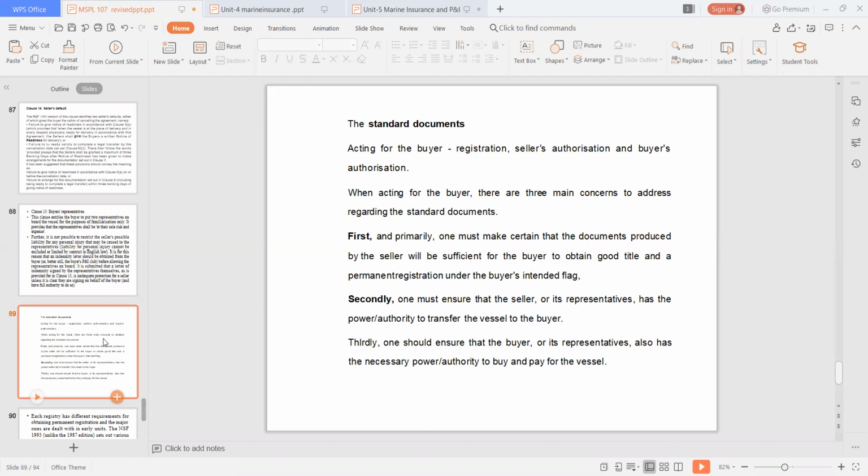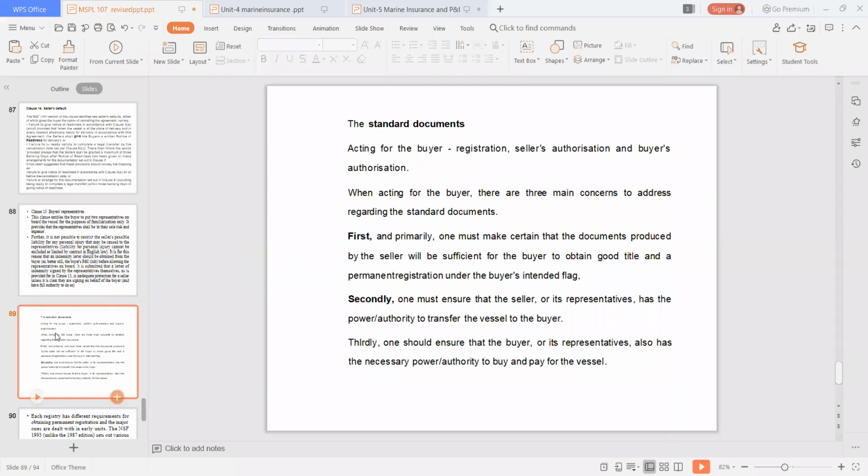When acting for buyer, there are 3 main concerns to address regarding the standard documents. First, and primarily, one must be certain the documents produced by the seller will be sufficient for the buyer to obtain good title and permanent registration under the buyer's intended flag. Secondly, one must ensure that the seller or his representatives have the power or authority to transfer the vessel to the buyer. Thirdly, one should ensure that the buyer or his representatives also have the necessary power or authority to buy and pay for the vessel.